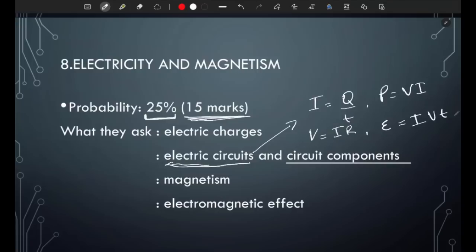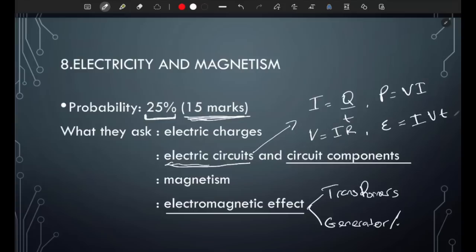And when we look at magnetism, it has not been coming up recently. It's very rare for it to come. But what's been popular is the electromagnetic effect. So I would predict that this would also come. So mainly we're looking at transformers and generators slash motors. So especially transformers, make sure to know how a transformer works, because electric circuits and electromagnetic effect, they're the ones that show up.